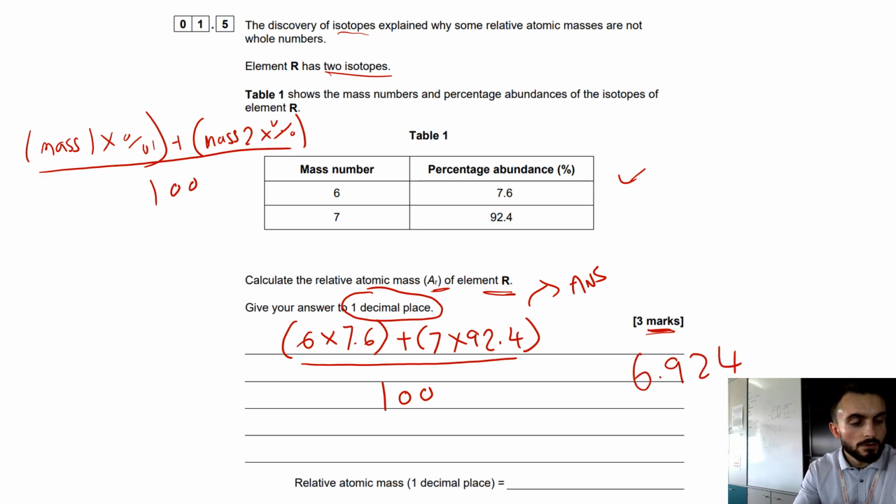6.924. Now, that's not all the marks, because if you remember what we said before, you need to put it to one decimal place. So you just pick the first two numbers, first decimal place, everything else gets rounded. It's a 2, so it rounds down. So the answer is 6.9.